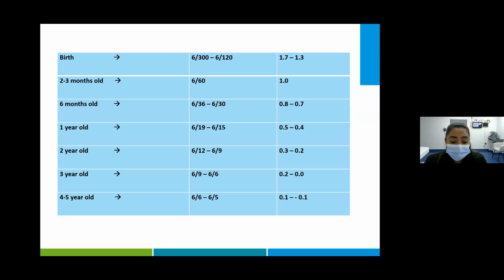So this table shows the expected average visual acuity depending on a child's age. Around birth, the vision is about 2 to 5%, which then improves to about 10% around 2 to 3 months old, which is quite a significant improvement. Around 6 months old, the vision is up to about 20%, and then at 2 years old it is 50 to 60%, becoming nearly 100% or better at 4 years old. So between 2 and 4, the visual acuity doubles.